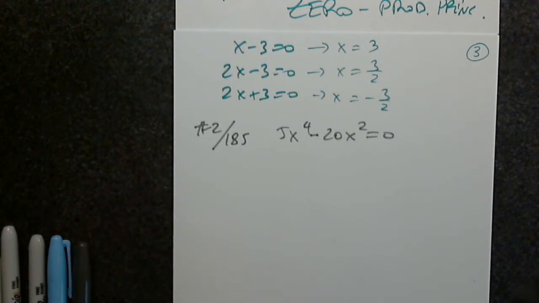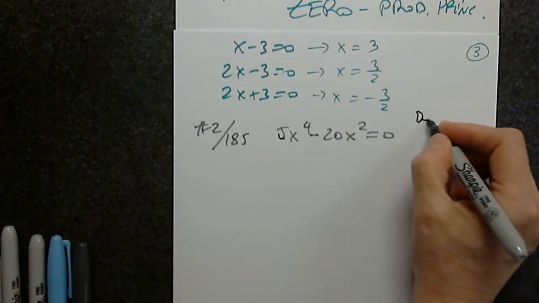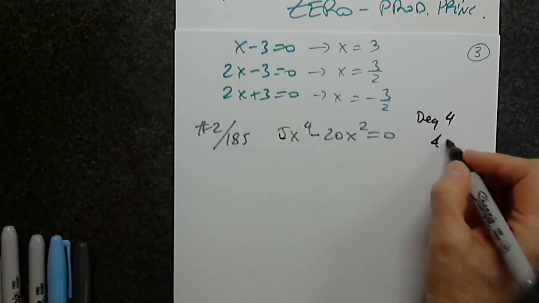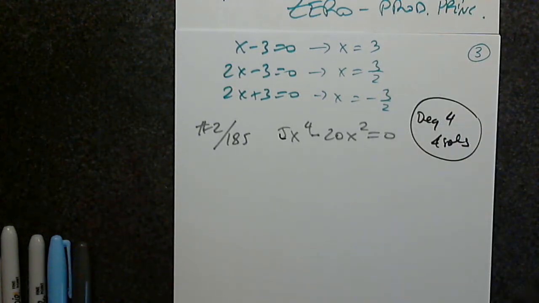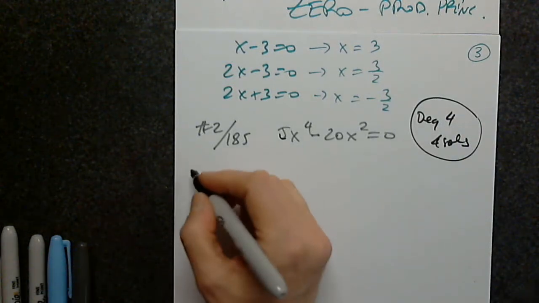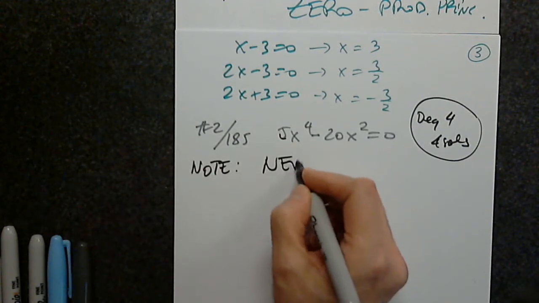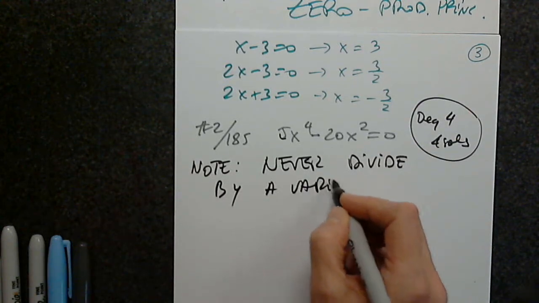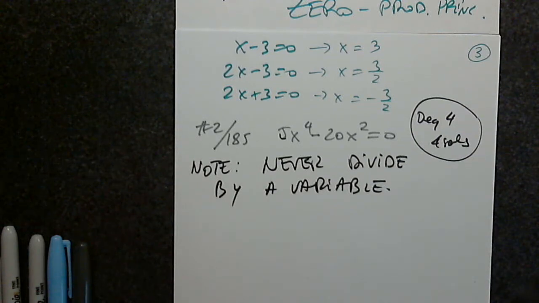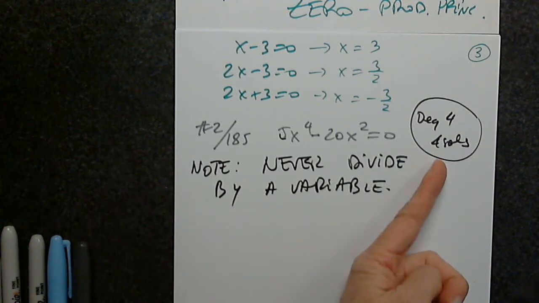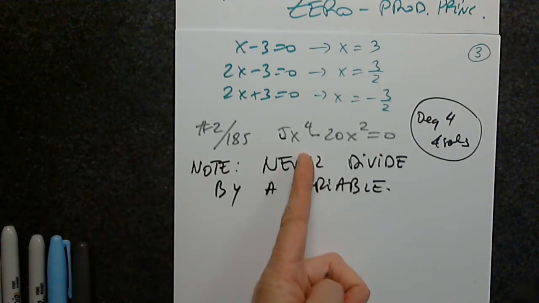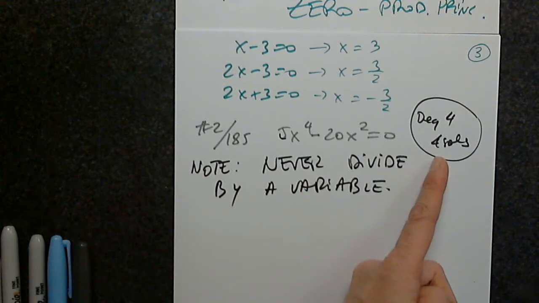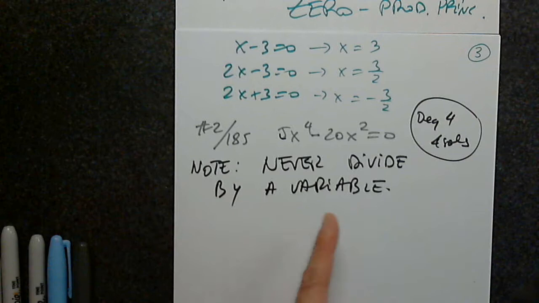Now the next question is, what is the degree of this? 4. Yes. So degree 4, how many solutions? 4 solutions. I wrote myself a note so I don't forget. A note that is very important here: never divide by a variable. Because remember, there are 2 key words, factor and simplify. Because I have to have 4 solutions, I am not allowed to simplify or divide both sides by x or x squared, because I will not have 4 solutions at the end. So dividing by a variable is never an option.